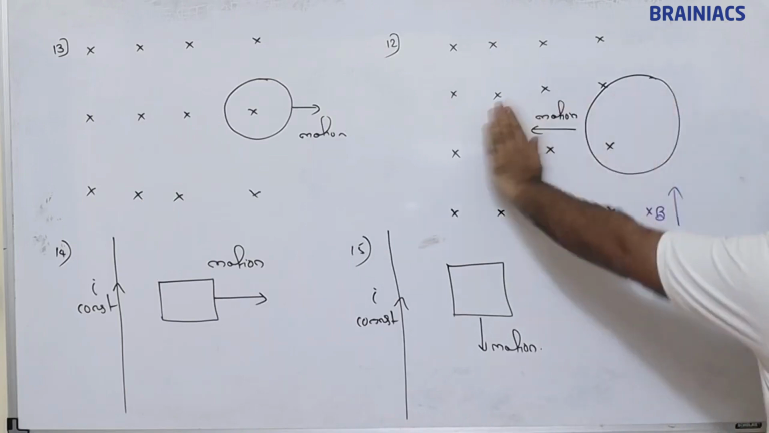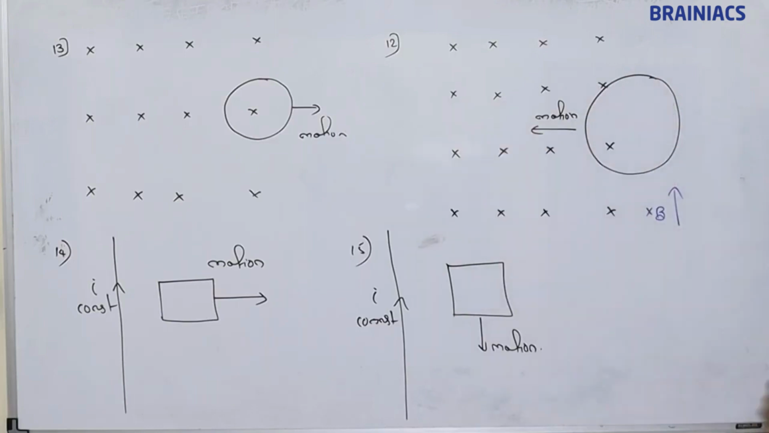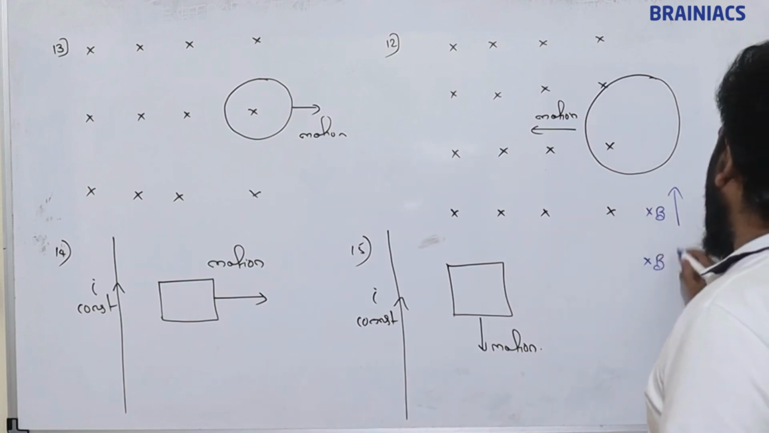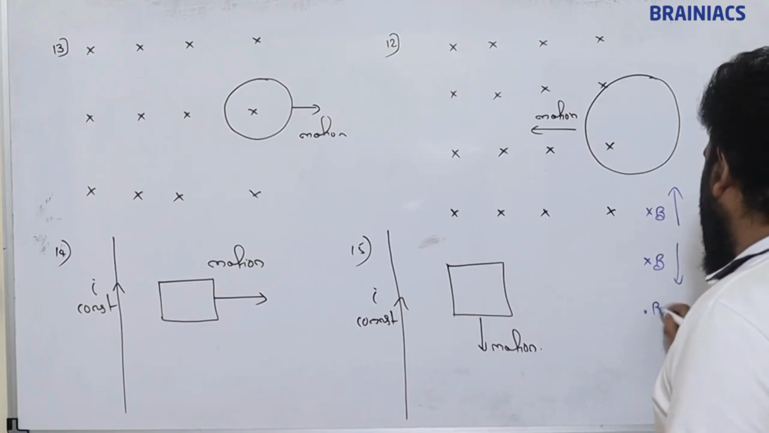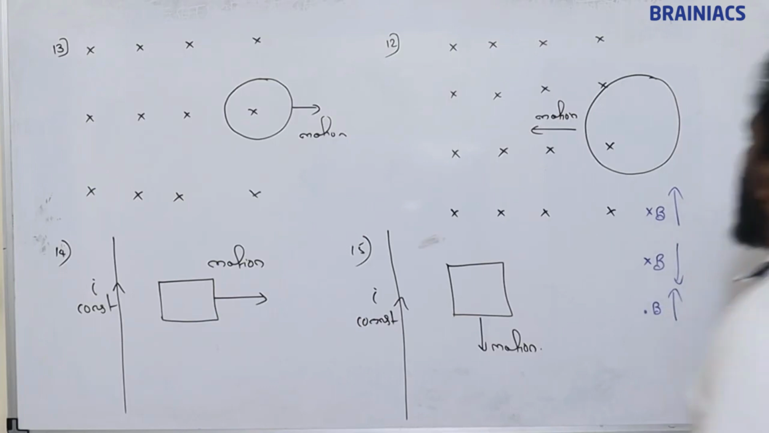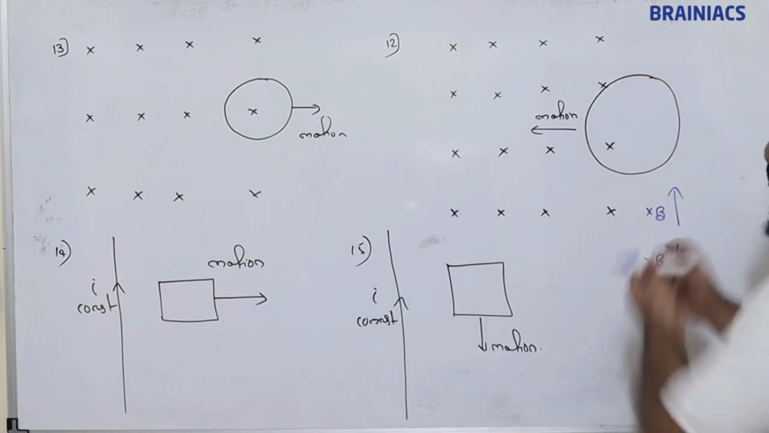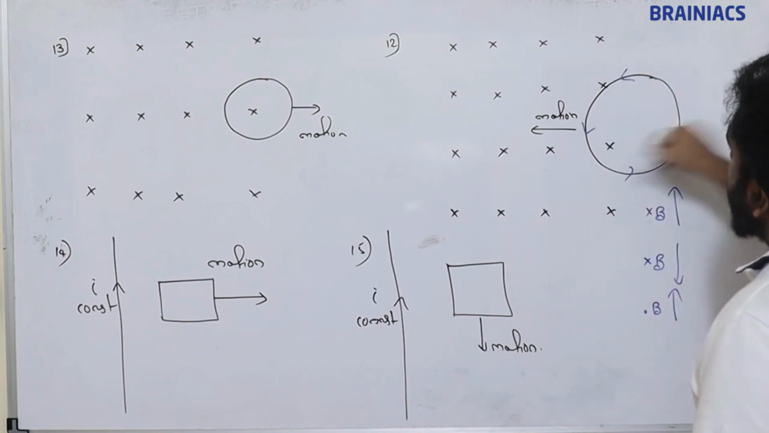So while this is entering a magnetic field area, the cross magnetic field will be increasing. According to Lenz's law, cross magnetic field should decrease, so dot magnetic field should increase. For dot magnetic field to increase, what should be the direction of current? Direction of current should be this. So what is this?